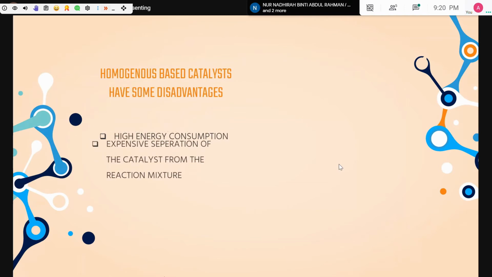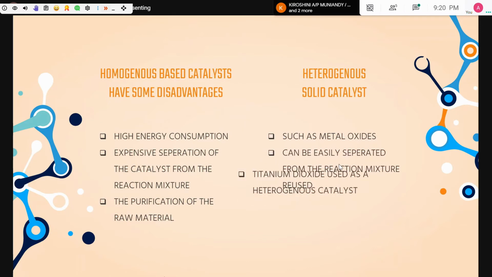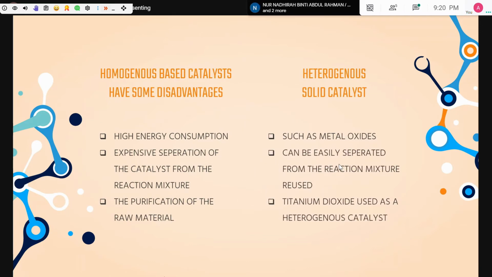Homogeneous base catalysts in the trans-esterification reaction have some disadvantages, among which are high energy consumption, expensive separation of the catalyst from the reaction mixture, and the purification of raw material. Therefore, to reduce the cost of the purification process, heterogeneous solid catalysts such as metal oxides were recently used as they can be easily separated from the reaction mixture and can be reused. In this case, titanium dioxide used as a heterogeneous catalyst shows a wide availability and economical synthesis modalities.